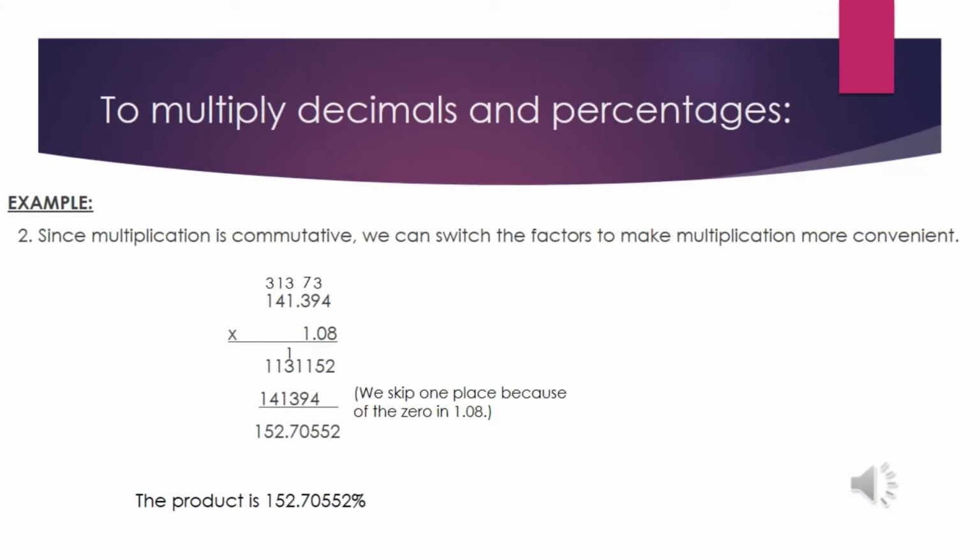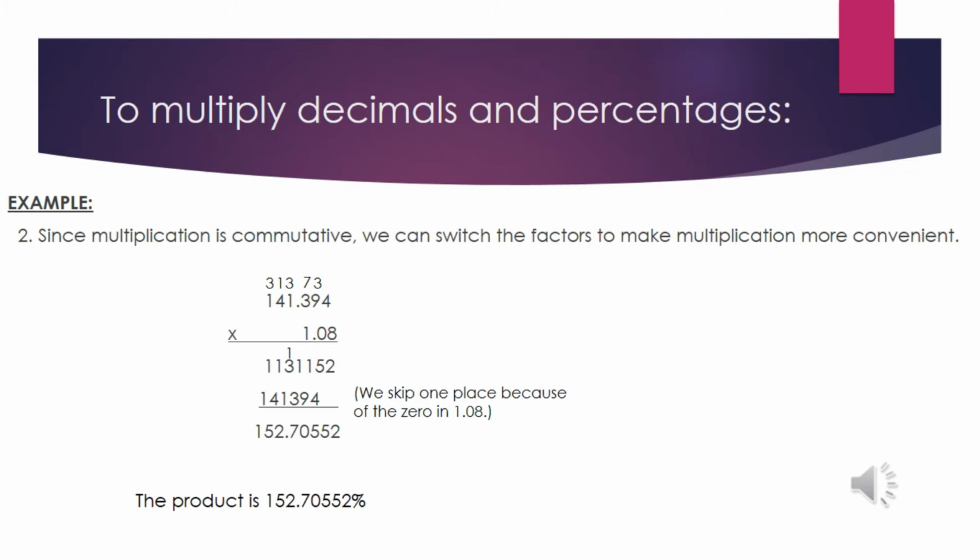And another example, since multiplication is commutative, we can switch the factors to make multiplication more convenient. So in our example, 1.08 was first, but in this case you can switch them, since multiplication is commutative, so that it would be convenient for us. So we put the biggest number first, then the smallest number. After multiplying and adding, again find where the decimal place is.